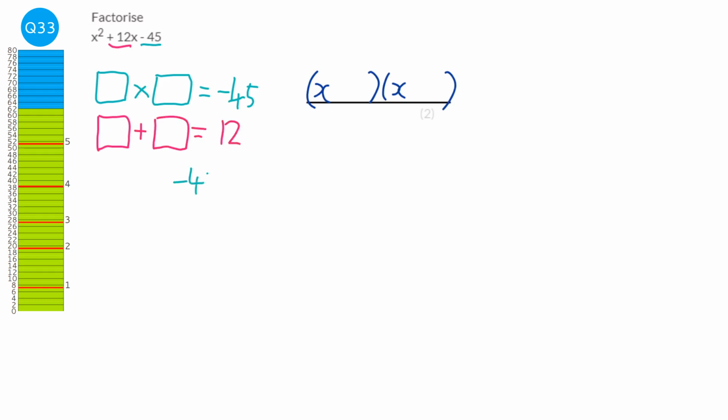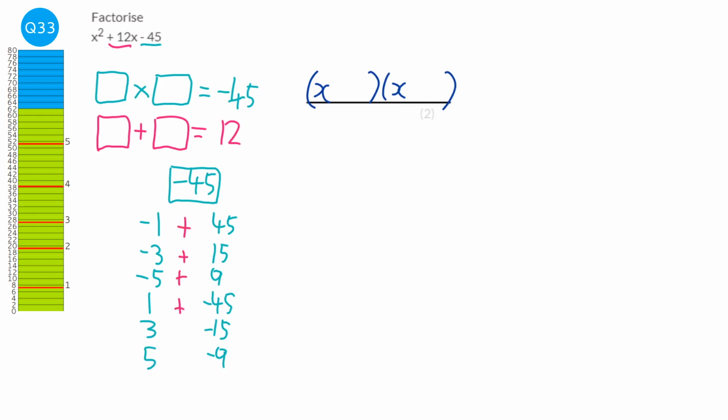So what we can do is write out the factors of minus 45. And so that's going to be minus 1 and 45, minus 3 and 15, minus 5 and 9, and then the same but the other way around. So 1 and minus 45, 3 and minus 15, and 5 and minus 9. Remember, we're looking for them to add together to make 12. So we look down the list here, which ones add together to make 12. This one here, minus 3 plus 15 is 12. So our answers will be minus 3 and plus 15, or the other way around.